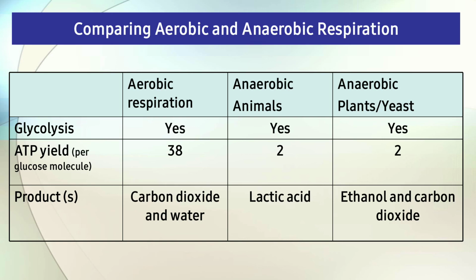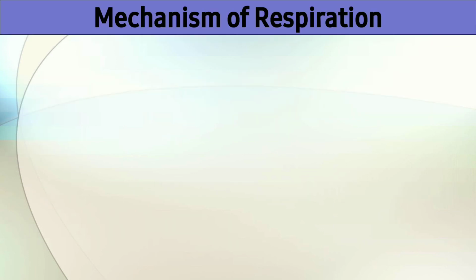What are the byproducts? In aerobic respiration, they are carbon dioxide and water. In anaerobic respiration in animals, the byproduct is lactic acid. In anaerobic respiration in plants or yeast, the byproducts are ethanol and carbon dioxide. Okay.